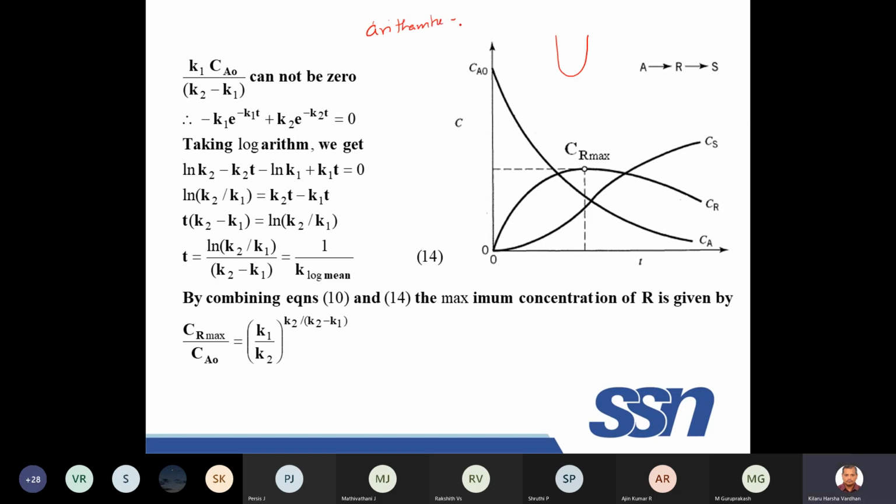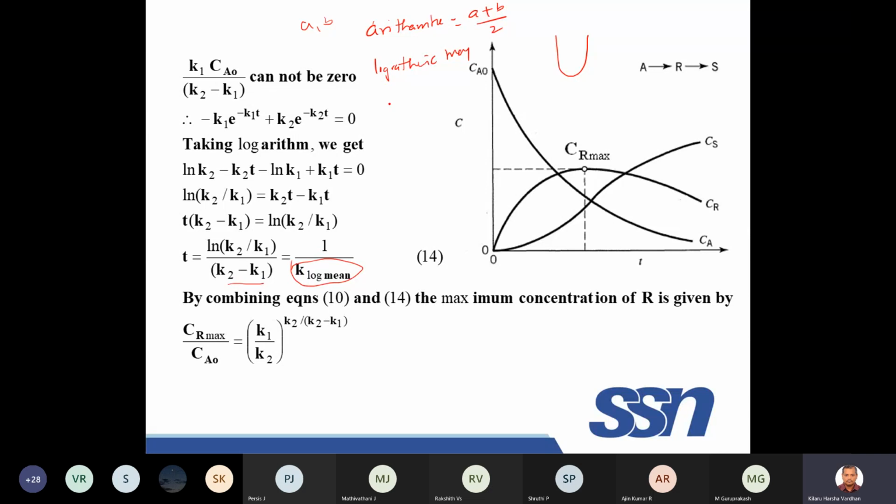Arithmetic mean is nothing but, if there are two values A and B, (A plus B) by 2 will give you the arithmetic mean. There is the logarithmic mean, which is nothing but (K2 minus K1) divided by ln(K2 by K1). This is called the log mean.